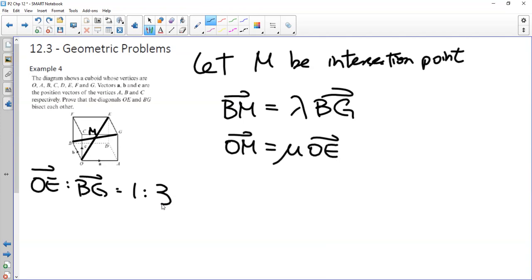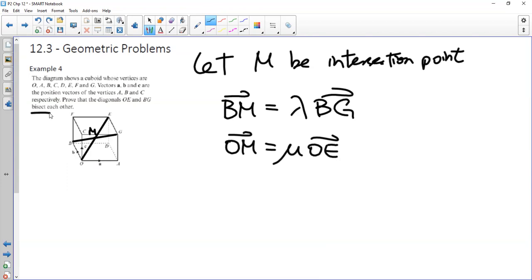But if the question was 1, 2, 3, the essentially lambda value will probably be a quarter, and the mu value will be 3/4. So everything I'm trying to say is everything will be sort of similar. I don't have the exact question with me. But if they're not bisecting each other, the lambda mu value will change accordingly. But you will get things working out.